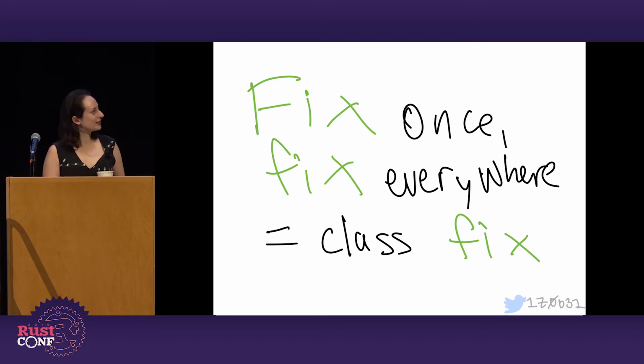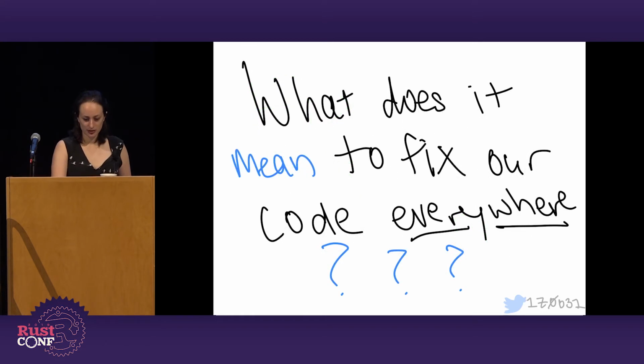So what if we invert that? What if we instead have something that we fix once and thereby fix everywhere? You can think of this as a class fix. That's what I'm calling it. So what would it mean to fix our code everywhere?